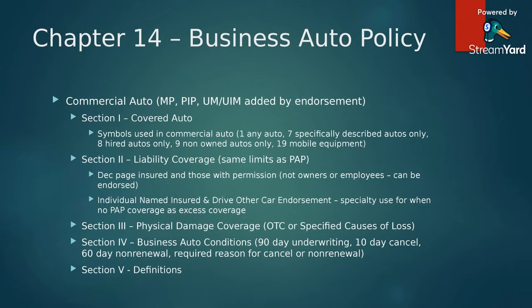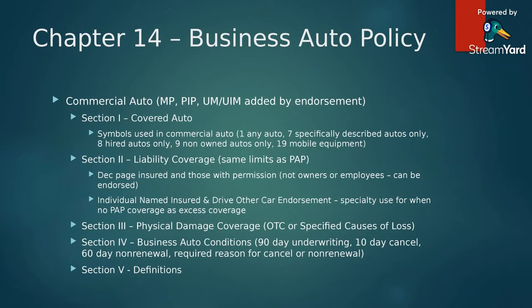So in this case, you generally don't need any VIN numbers or anything like that because they're going to deal with that just on a claims basis. Number 7 is going to require those VINs. It is the specifically described automobiles only, right? So these are going to be specifically listed, very similar to a personal auto policy.